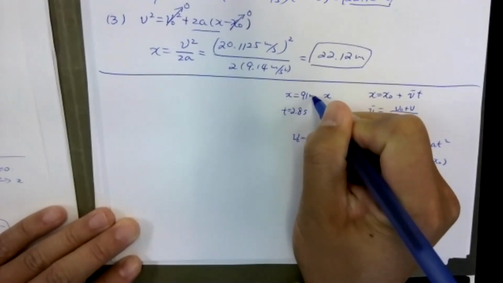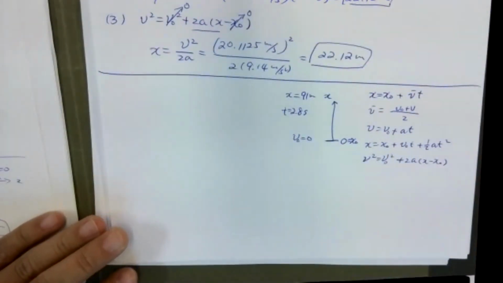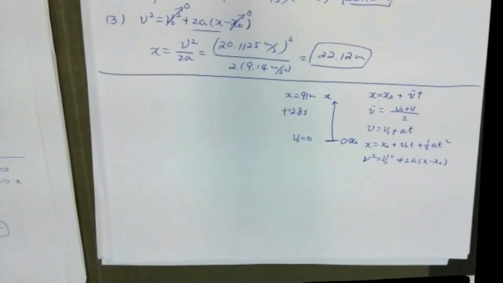It's at 91 meters above. So that means your final position is 91 meters after 2.8 seconds. These are the knowns, and then we set up the coordinate system like that. Part A is asking you what's the acceleration.